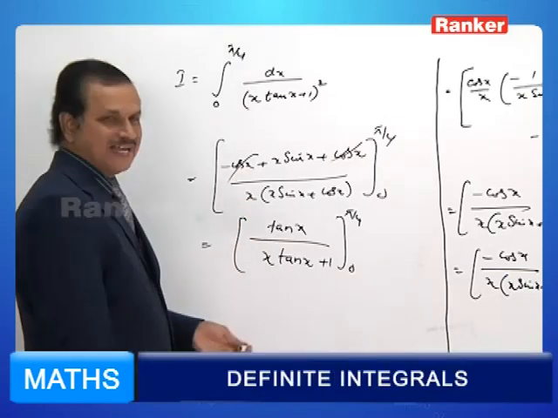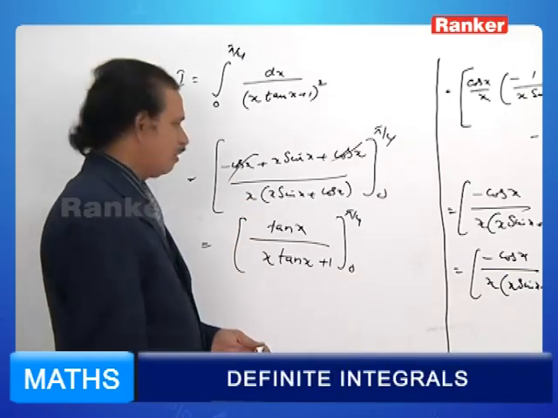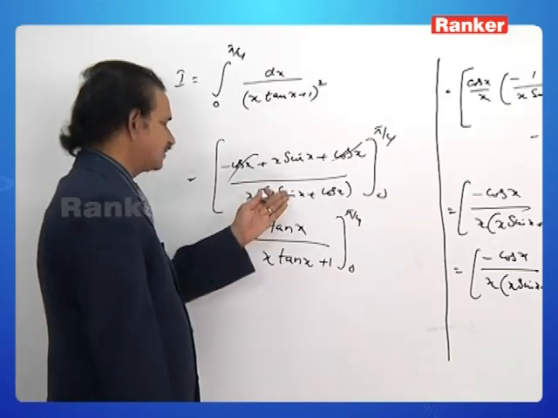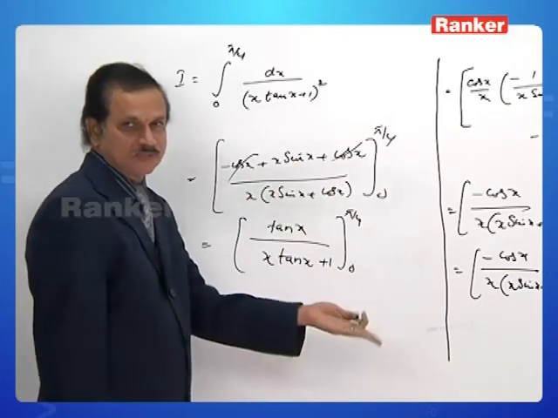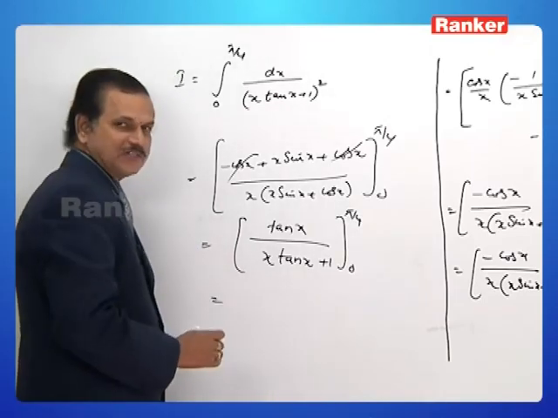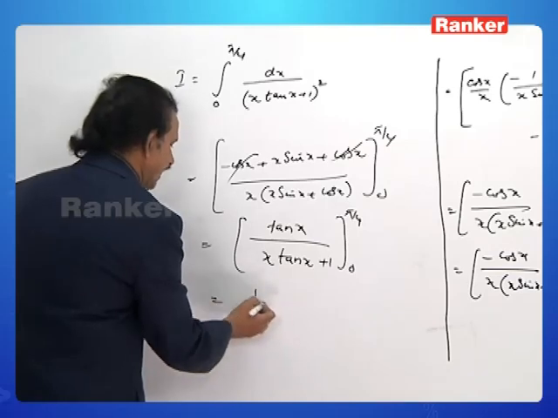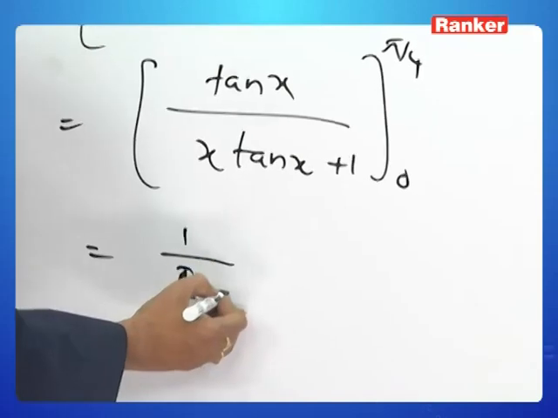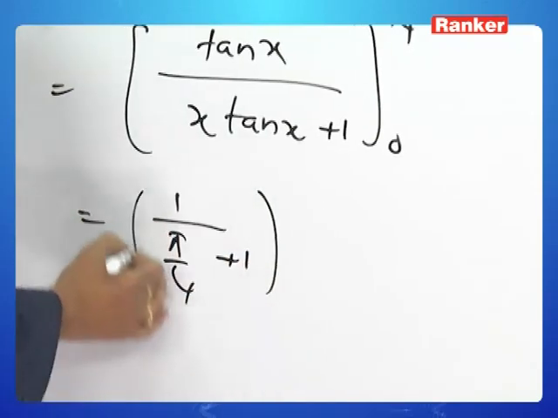X will automatically be cancelled, no problem. I am dividing with cos x, you imagine. Sin x by cos x is tan x, x sin x by cos x is x tan x, cos x by cos x is 1. Okay, now you substitute pi by 4 first of all. Tan pi by 4 is 1. Pi by 4 into tan pi by 4 is pi by 4 plus 1 minus.